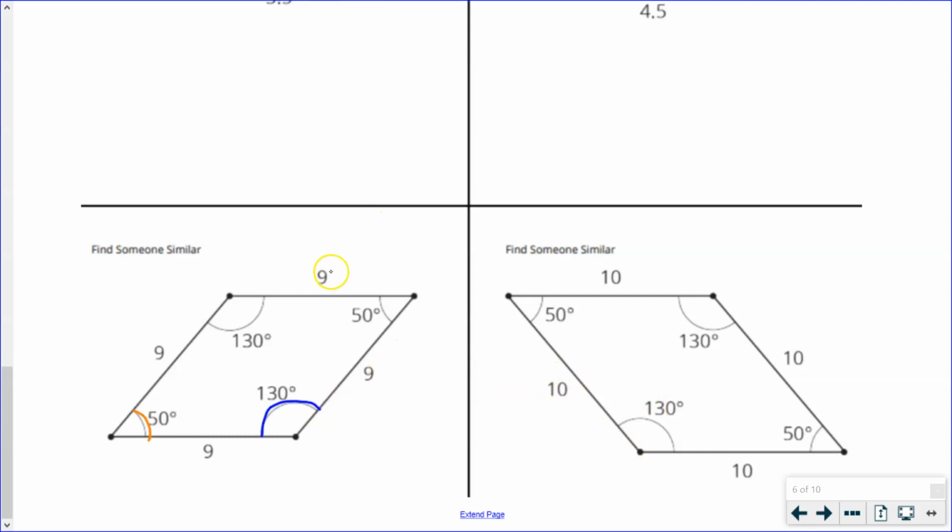This is another reflection. How does the 9 change to a 10? I don't know, so I would work backwards. 10 divided by 9, or 10/9. And whatever I'm doing to this 9, I would be doing to this 9 and this 9 and this 9, because they all change to 10.